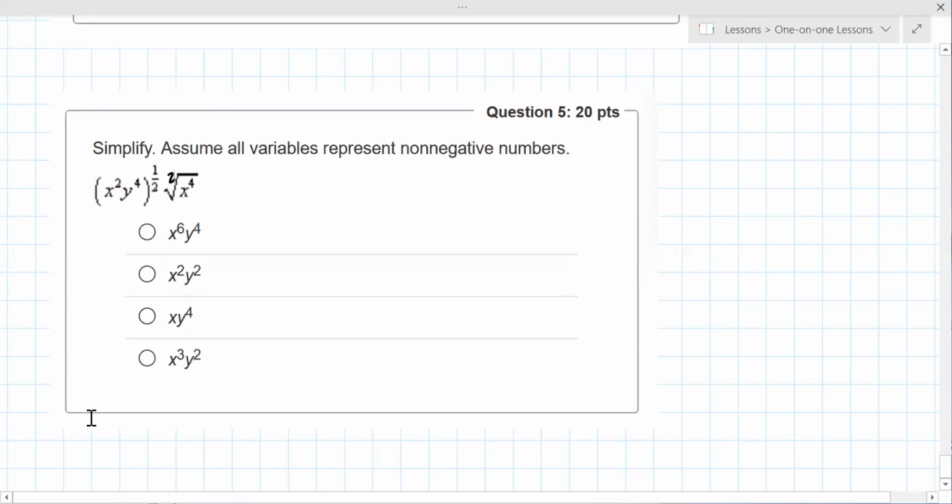X to the power 2 and y to the power 2. Say that one more time. X to the power 2 and y to the power 2. Okay, so let's look at this part in the box first here.